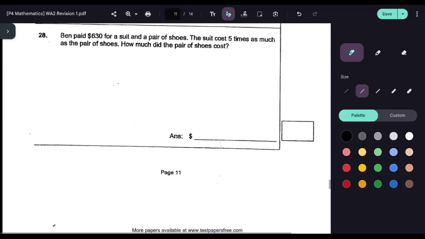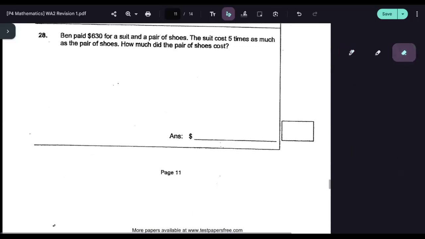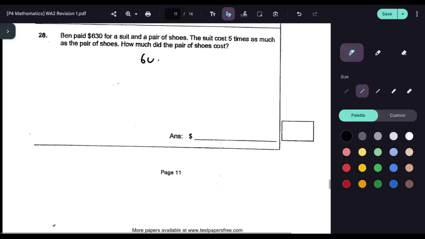Okay, and the last problem sum of the day. This is the last one really. The next one, Ben paid $630 for a suit and a pair of shoes. The suit cost 5 times as much as the pair of shoes. How much did the pair of shoes cost? Okay, so he paid $630 for a suit and a pair of shoes. The suit is 5 times as much. So that means 6 units is 630.